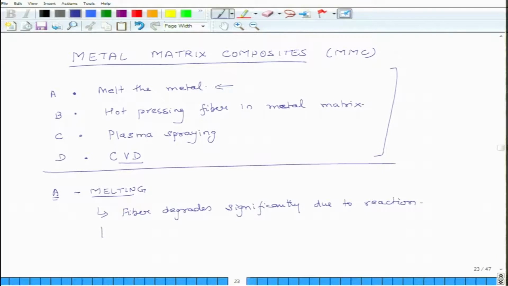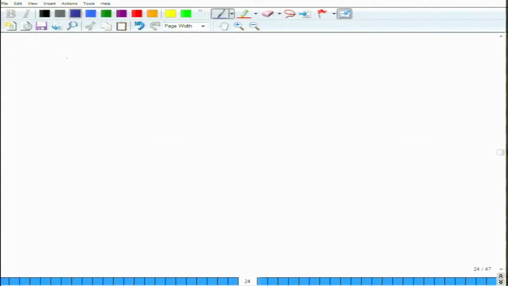This melting approach works if the fiber-metal reactivity is less. Then this approach works. If it is high, then we do not want to use this approach. If the fiber-matrix system is reactive in the molten state, then what do people do? Then people use other approaches.